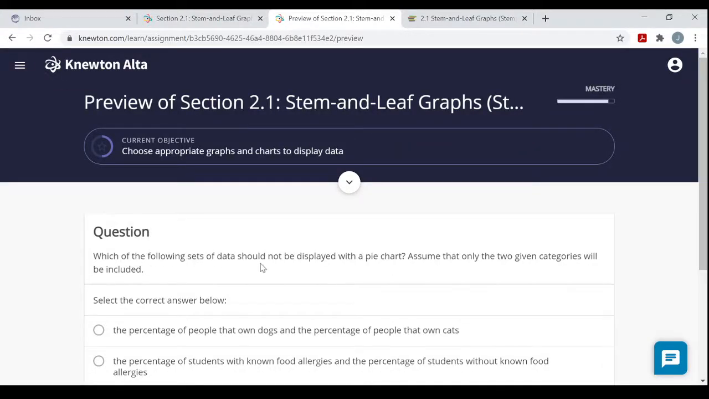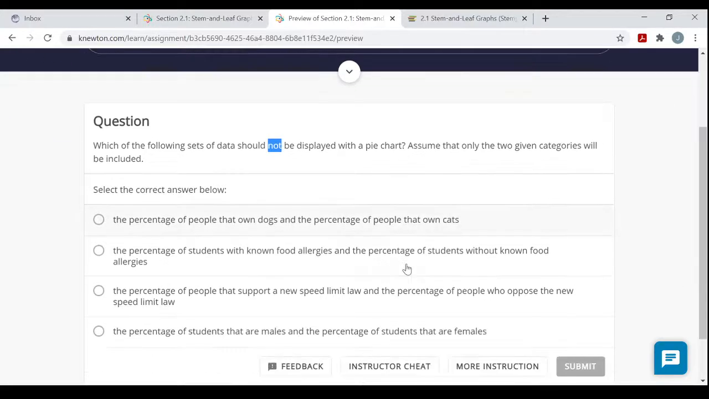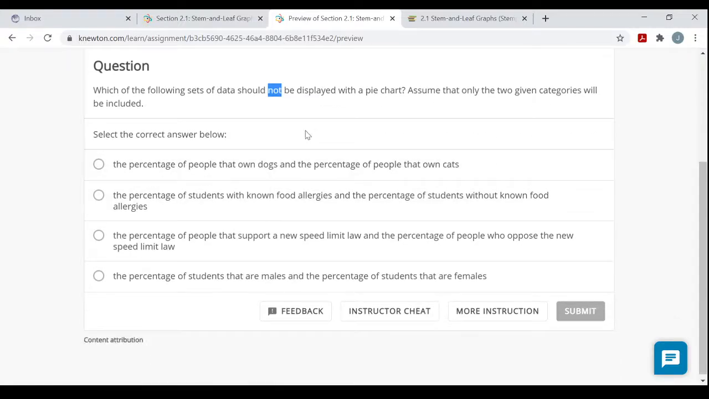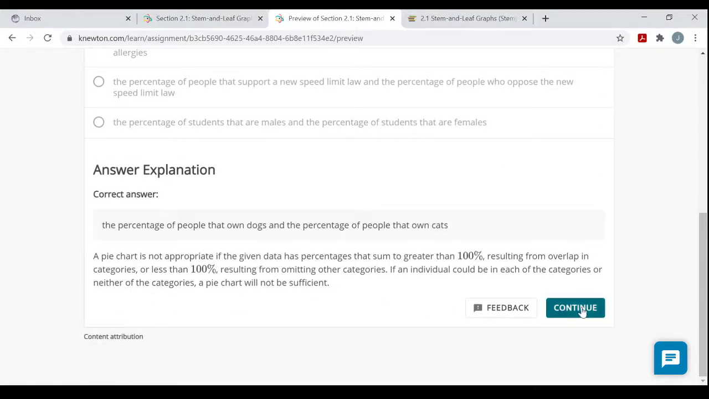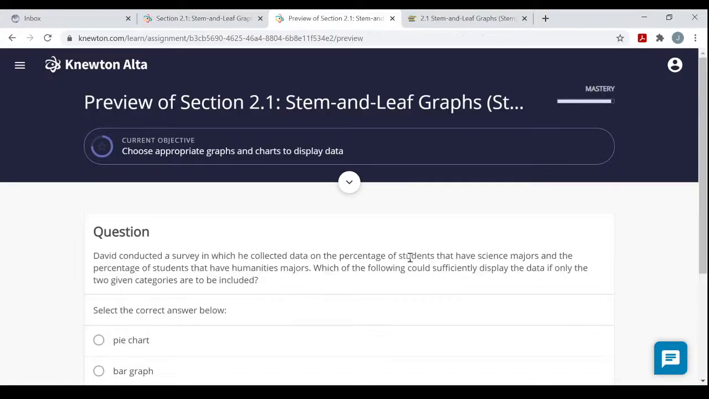Which of the following sets of data should not be displayed with a pie chart? Assume that only the two given categories will be included. So let's see. The percentage of people that own dogs and the percentage of people that own cats. Right there, a person can own a dog and a cat. There's possible overlap here. Remember, pie charts are not appropriate when there's possible overlap between categories. So right away, I'm seeing overlap in that one, and they talk about the overlap down here. Shouldn't use a pie chart.